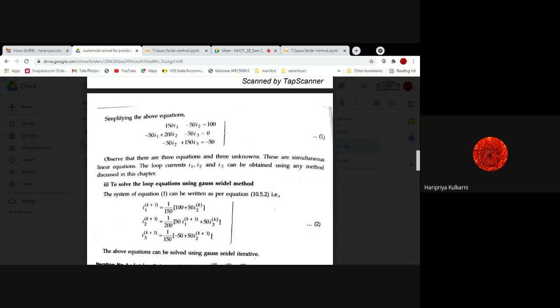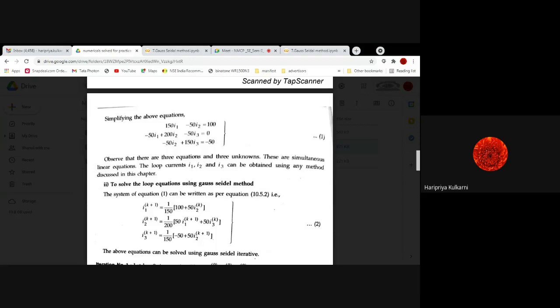Then the second row will be the second equation. The I1 coefficient is minus 50, then 200 and minus 50. And the third row of matrix A will be 0 because I1 is 0 here, then minus 50 and 150.